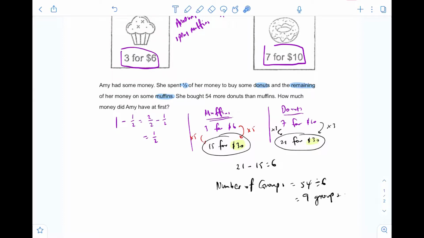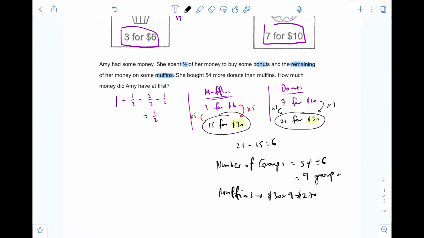Which means that this person has spent 9 of this set, and 9 of this set as well. So for muffins, $30 times 9, $270. And the total amount of money she had at first will just be 270 times 2, 540. Final answer for this question, 540.